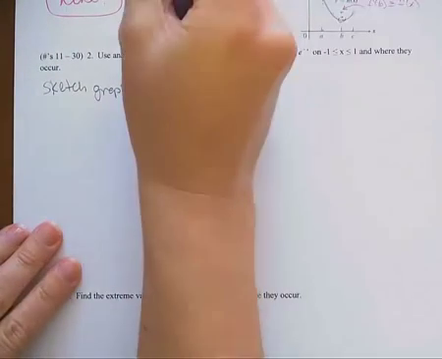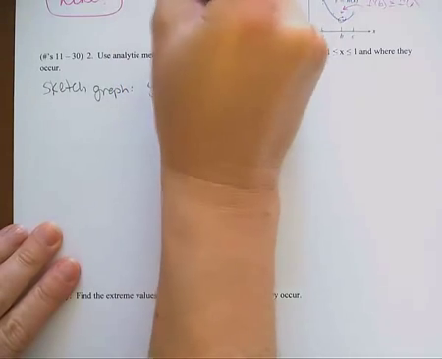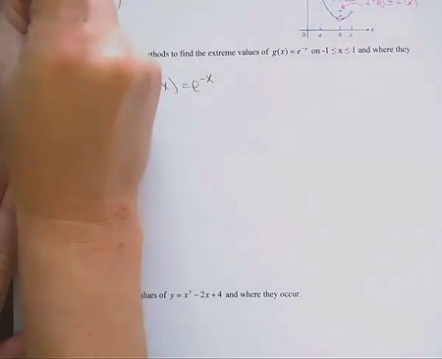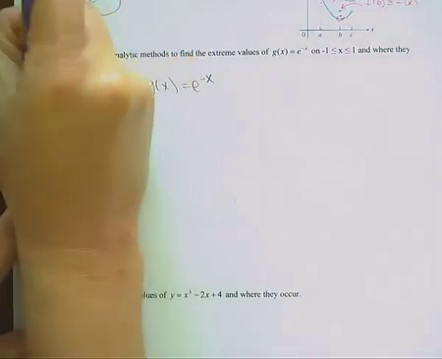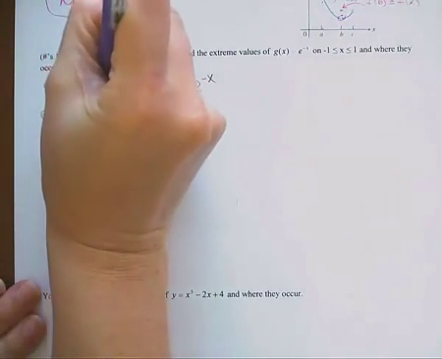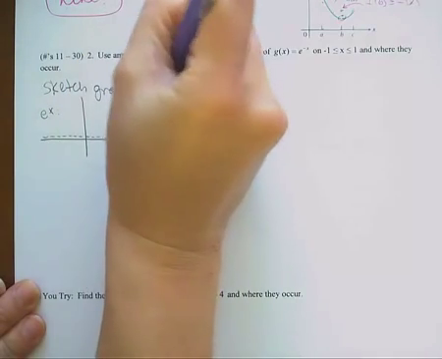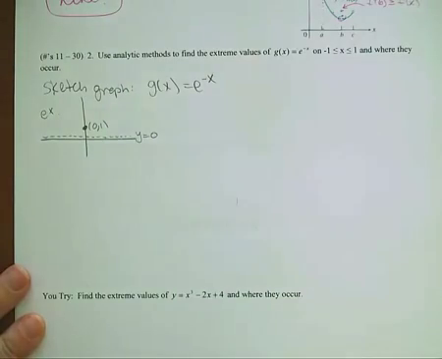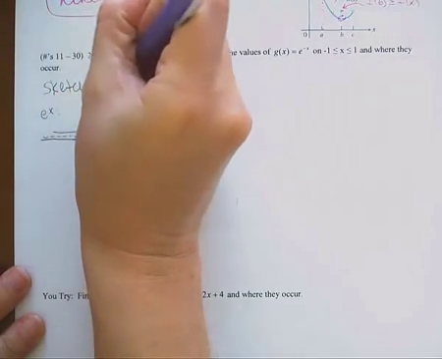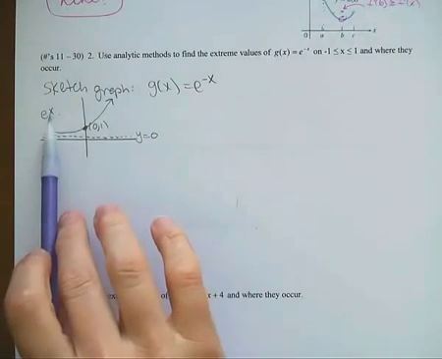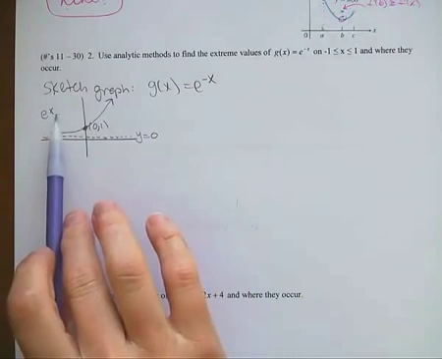So I want to sketch the graph of e to the negative x. And so I'm going to do that using stages. You may remember from calculus, the graph of e to the x has a horizontal asymptote at y equals 0, and it crosses through the point (0, 1). And then it shoots up exponentially fast.